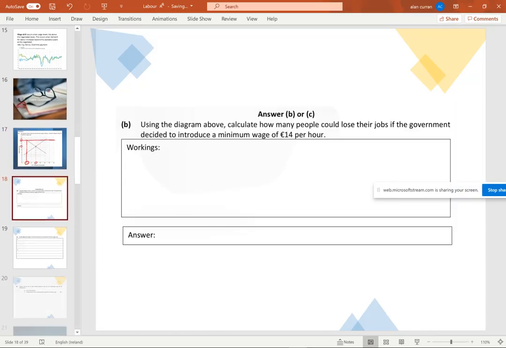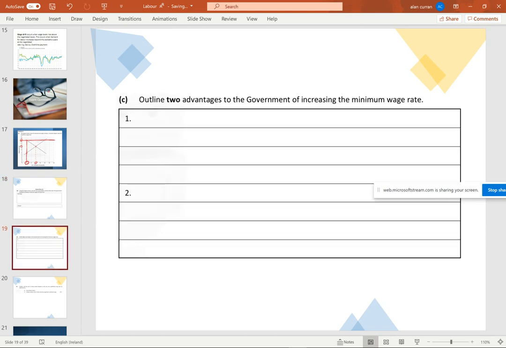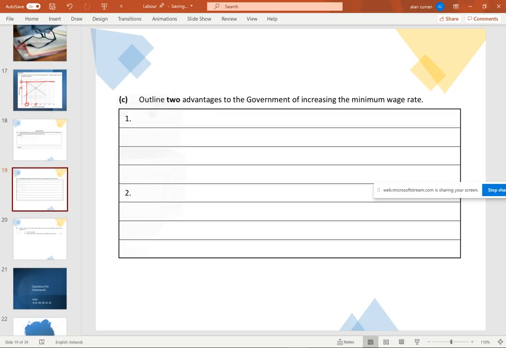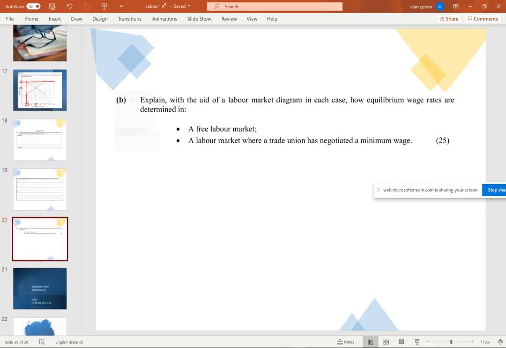Okay, let's keep going. Last two. Outline two advantages to the government of increasing the minimum wage rate. So why would the government increase the minimum wage rate? Again, simple stuff that we've talked about. And then the last one here, it says, explain with the aid of a labour market diagram in each case how equilibrium wage rates are determined in a free labour market or in a labour market where the trade union has negotiated a minimum wage.